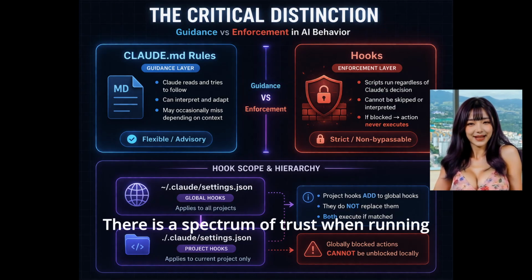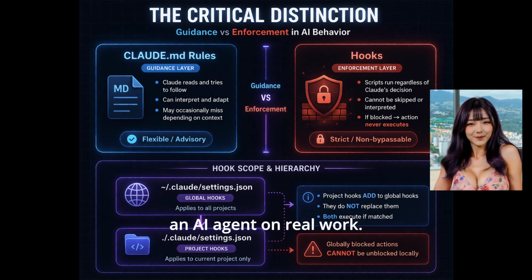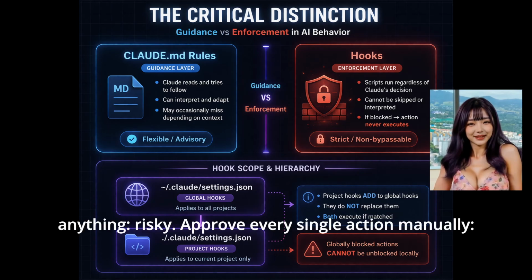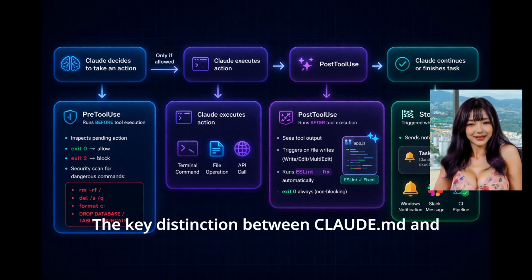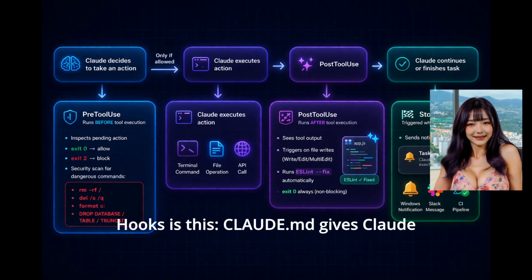Rules Claude cannot break. There is a spectrum of trust when running an AI agent on real work. Fully trust it and let it do anything, risky. Approve every single action manually, pointless overhead. Hooks are how you find the right position on that spectrum.